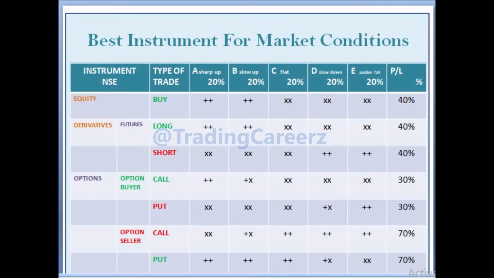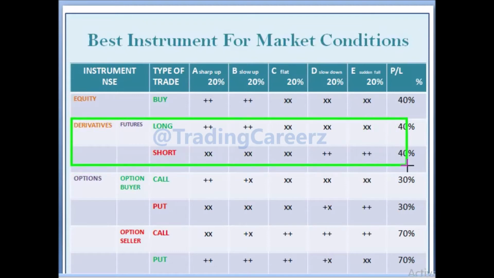Now going to the second option, derivatives. Derivatives have two types, long and short. You can long the position: if the market goes sharp up, we can profit. Slow up, we can profit. Within the range, no profit. If slow down, we have a loss. If sudden fall, we have a loss. There is a 40% chance to be profitable.